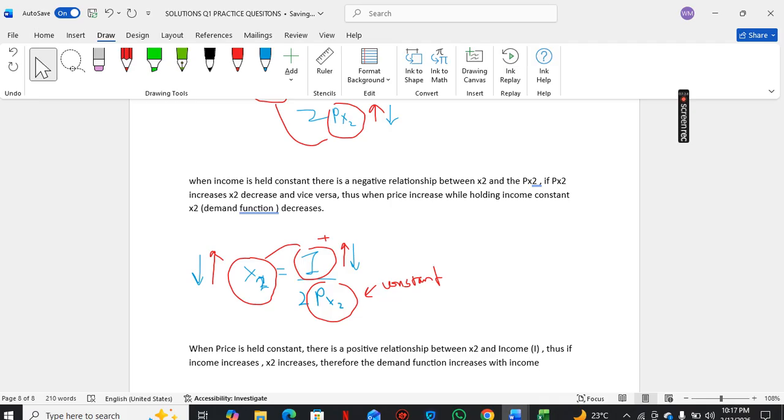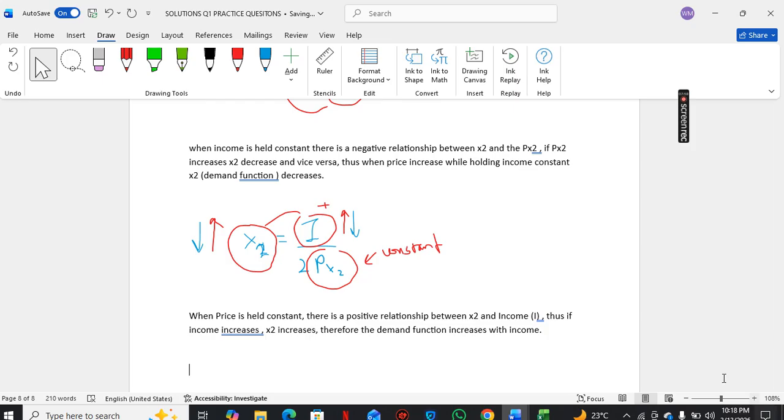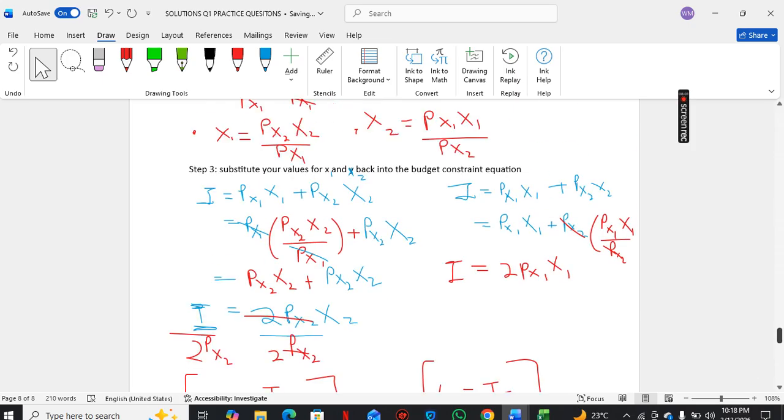Okay, colleagues? Remember, these functions here, they're just telling us how much of x2 you can buy with the income that you have and the price. How much of x2 you can buy with the income and the price of the good, x2 and x1. That's basically part B of the question. Any questions? We'll move to the next part.